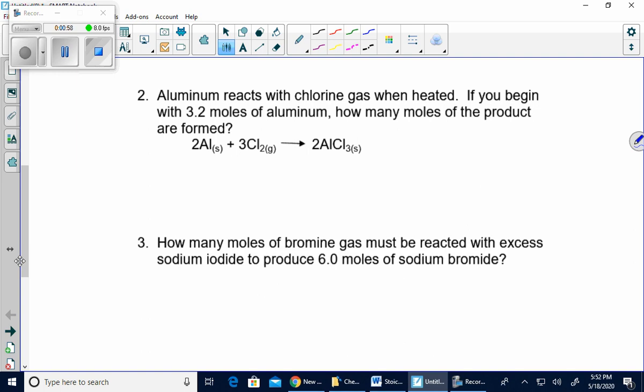So if you have 3.2 moles of aluminum, if you multiply that by the mole ratio, you would put the 2 moles of aluminum chloride over 2 moles of aluminum, so that the moles of aluminum cancel out. So basically you're taking 3.2 and multiplying it by 1. So the answer would be 3.2.